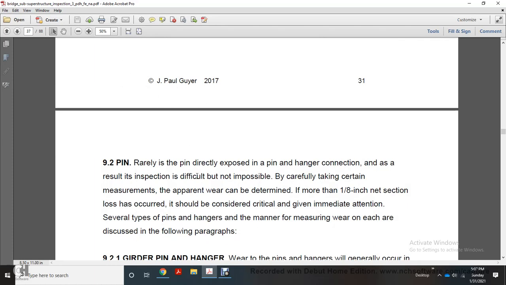Rarely is the pin directly exposed within the pin and hanger section as a result of the inspection. It is difficult, though not impossible, to be careful to take a certain measurement, and the wear of the pin can be determined to more than 1/8 of an inch in that section. Loss of section should be considered critical and given immediate attention.